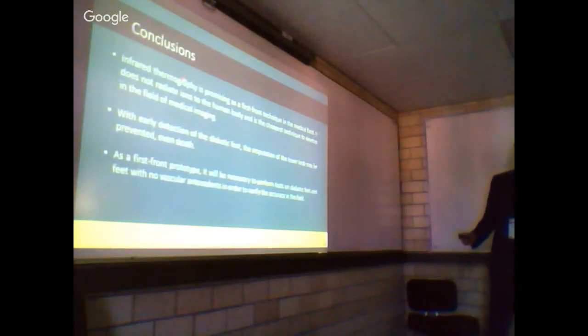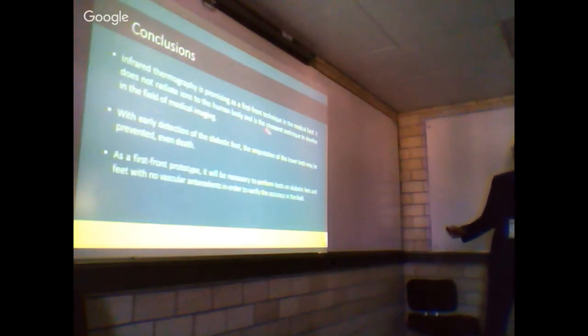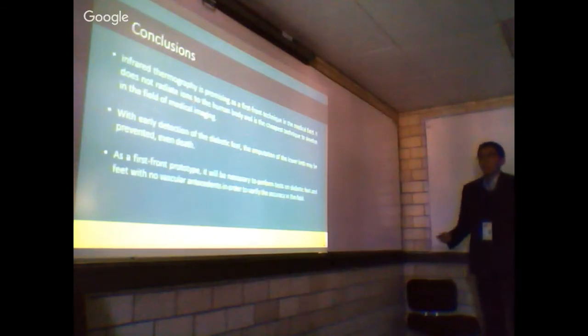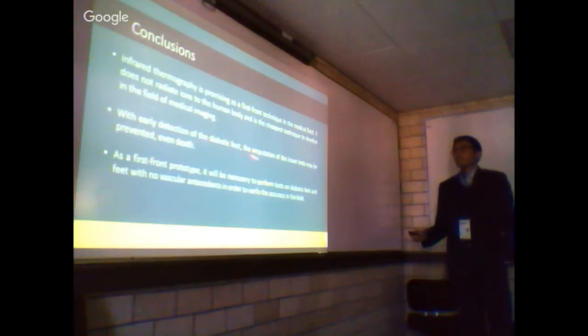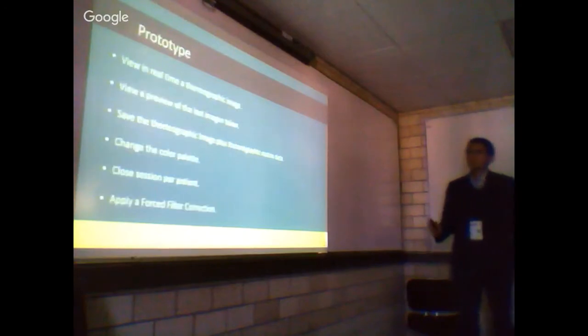As a conclusion, infrared thermography is formed as a first technique in the medical field. It does not radiate ions to the human body, and it's a cheaper technique to develop in the field of medical images. These ions, for example, are radiated by the X-ray or MRI techniques. With an early detection of the diabetic foot, the amputation of the lower limb, and even death, may be prevented. And as a first prototype, it will be necessary to perform tests in diabetic patients and patients with no vascular antecedents in order to verify the accuracy in the field.